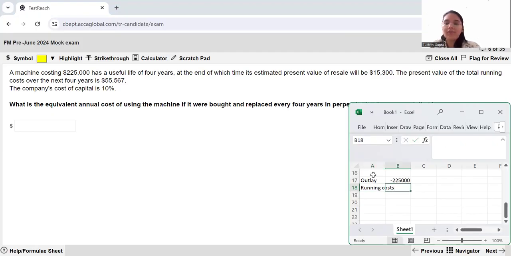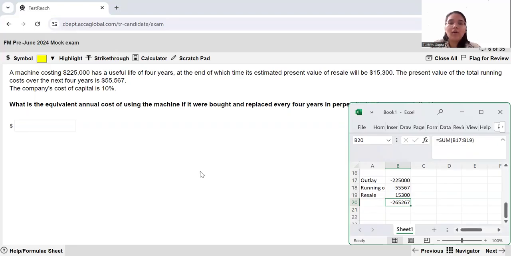Then you have running costs throughout the entire life. Running costs are given to you. Again, I am putting this as a negative figure because this represents your cash outflows. And then you have an inflow, which is going to be the resale value. So resale is going to give you an inflow of 15,300. So you sum all of these up. This will give you your net present value. This is the net cost which will be there to the company if they are using this machine.